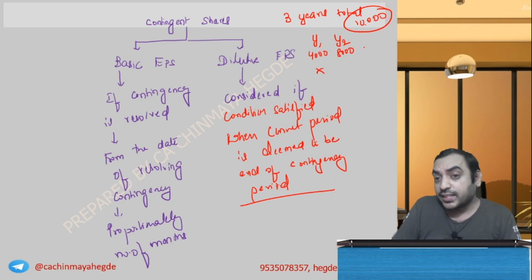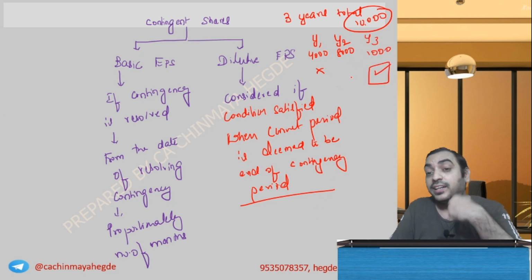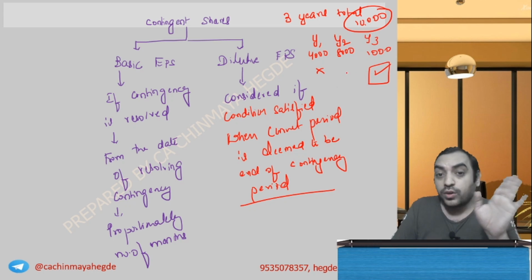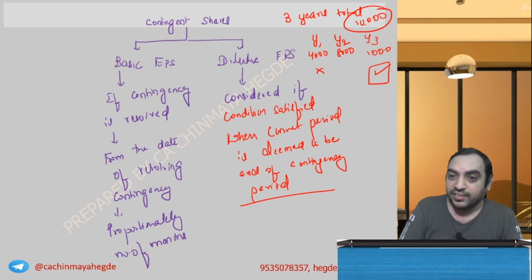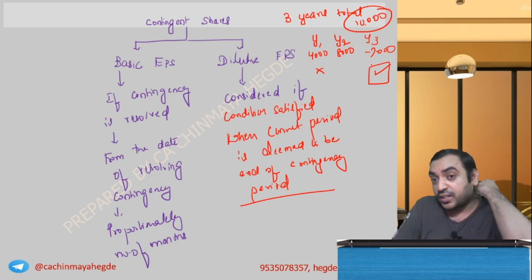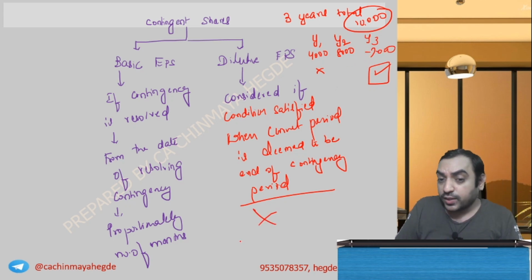Year 3, let's say you made a profit of 1,000 more, the contingency period is resolved. Year 3, don't take it in dilutive EPS, you take it in basic EPS. Are you clear? Suppose you make a loss of 7,000, the 3-year condition at the end of the third year is not satisfied, so you don't take it in dilutive, you don't take it in basic.